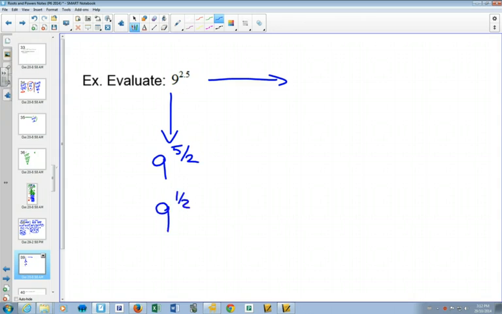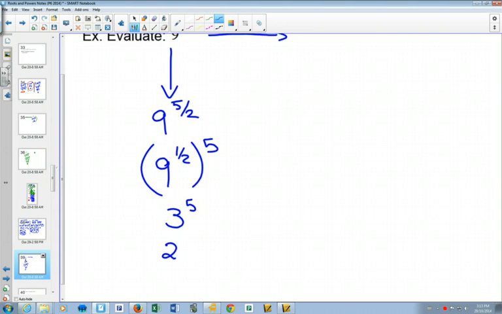That's the same as 9 to the 1/2 to the power 5. And 9 to 1 half we know is the square root of 9. So it's equal to 3. And then you just have to multiply 3s. What's 3 times 3? 9. Times 3. 27. Times 3. 81. Times 3. So 243. Good. 243.